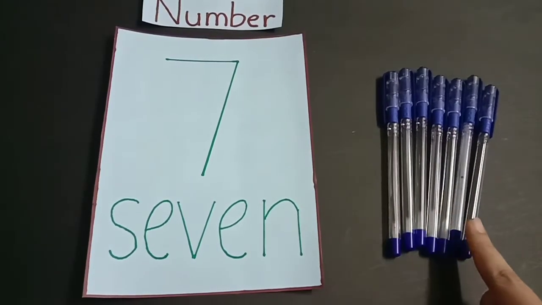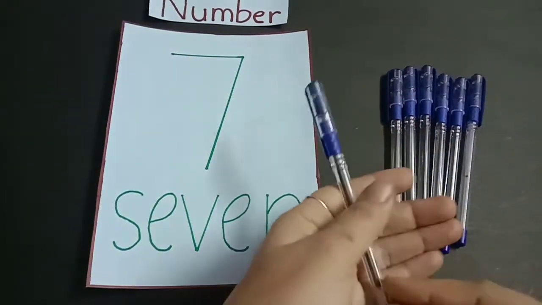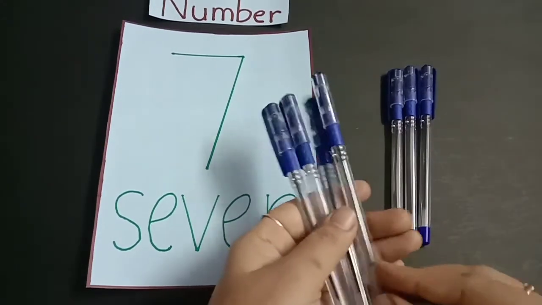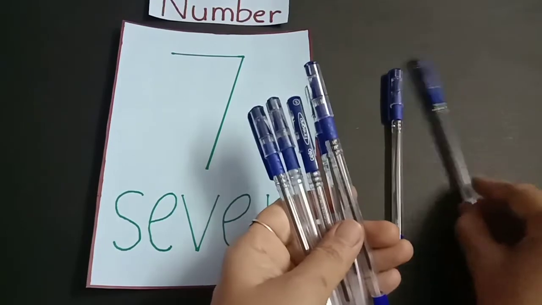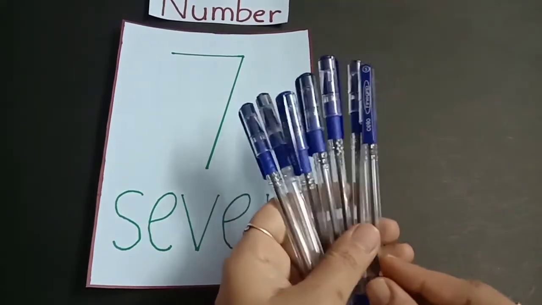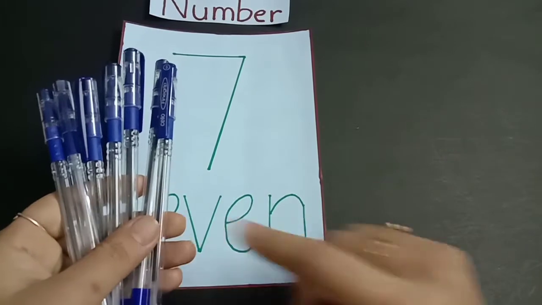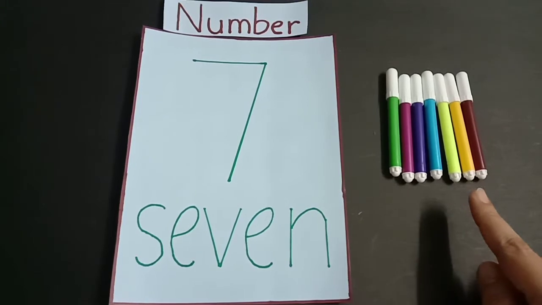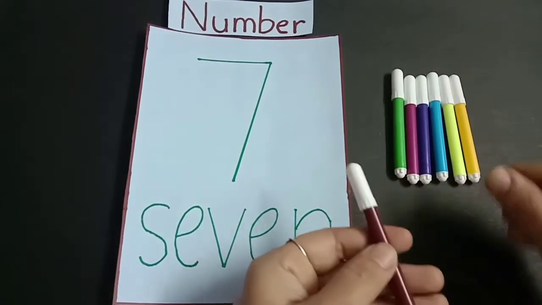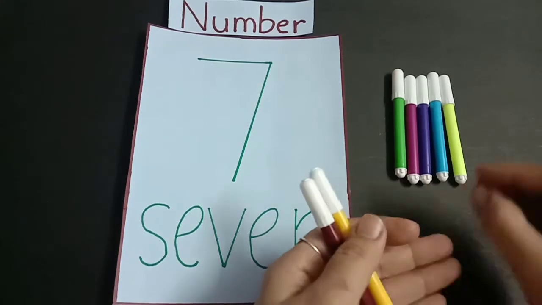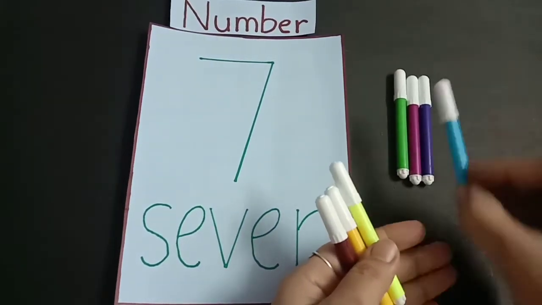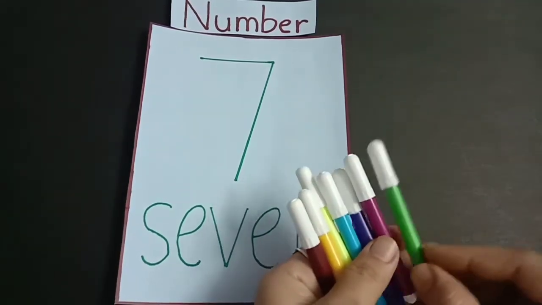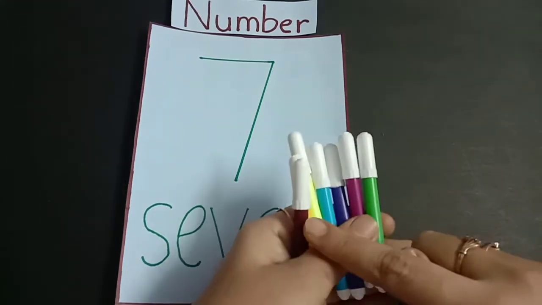Now we will count these pens. 1, 2, 3, 4, 5, 6, 7. 7 pens. Kids, now we will count these colored pens. 1, 2, 3, 4, 5, 6, 7. 7 colored pens.